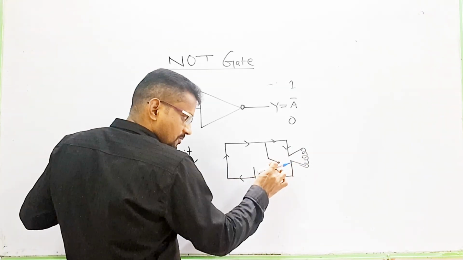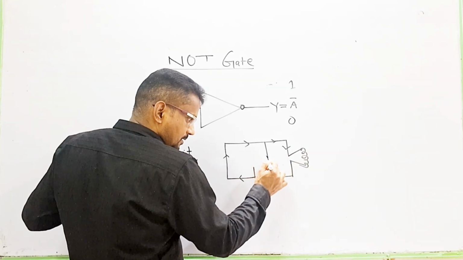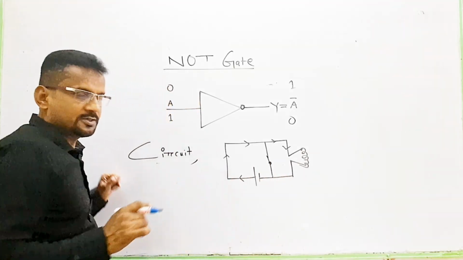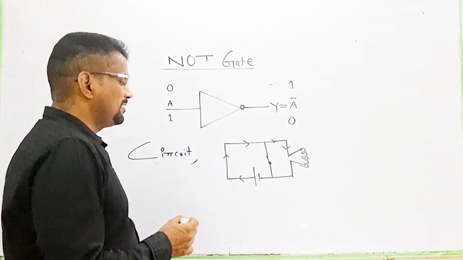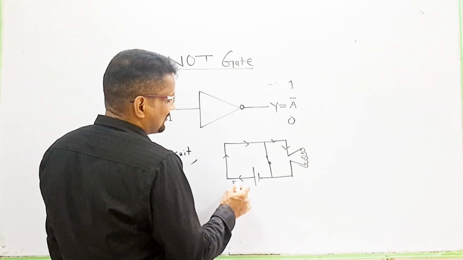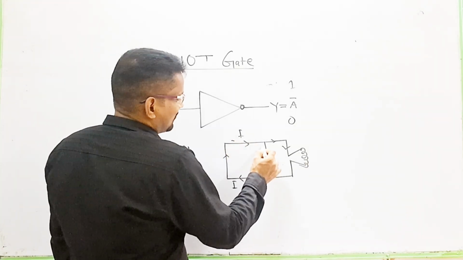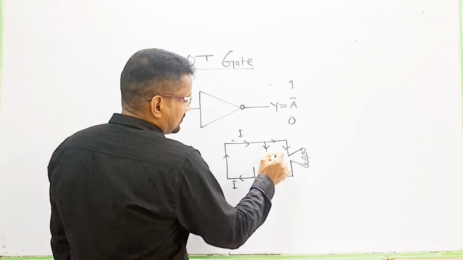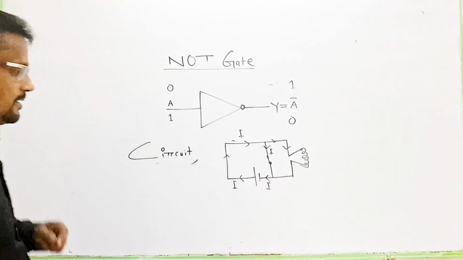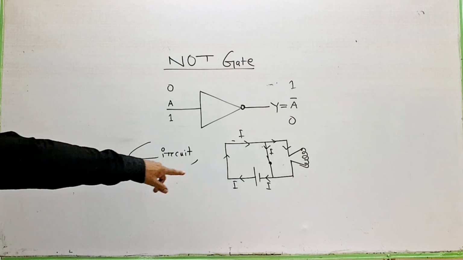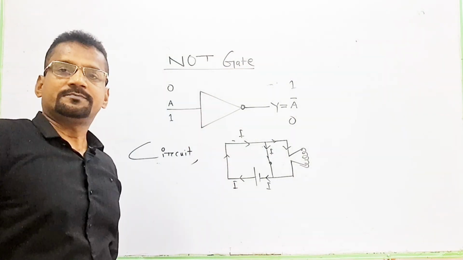As soon as you tap the key, then it is closed. And as you know, current always follows the shortcut. So in that case, what happens? Current will flow this way. Current will not go to the bulb. Current will follow the shortcut, and it will go back to the battery. So this is the circuit for your NOT gate.